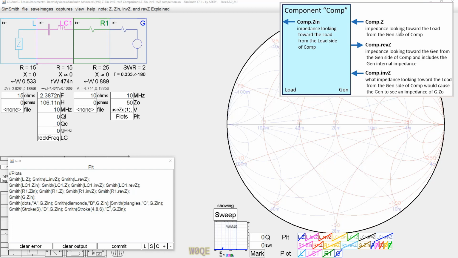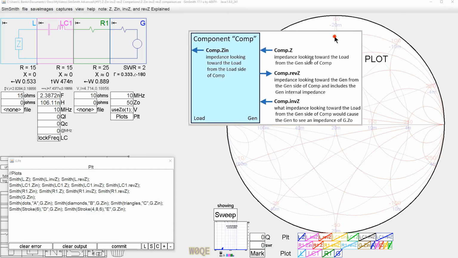I got a couple other things I'd like to show you real quickly here too. If we plot on the Smith chart, we have nothing plotted right now. Let me get rid of this.